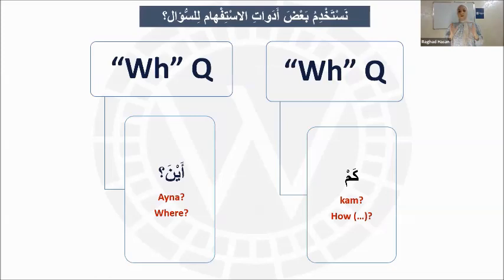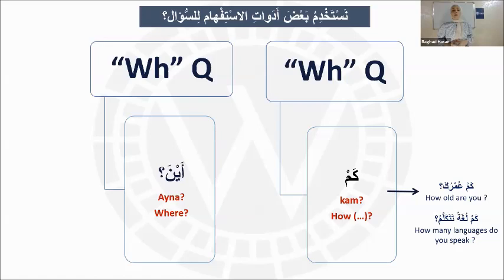So كم first means how. For example, كم عمرك, how old are you? And كم لغة تتكلم, how many languages do you speak? So كم, how, لغة تتكلم, how many languages do you speak? أين, where, like أين تدرس, where do you study?